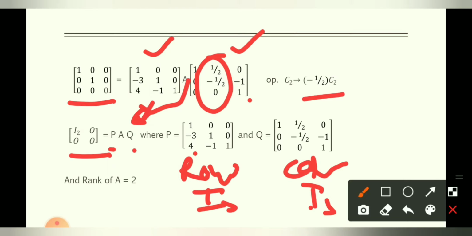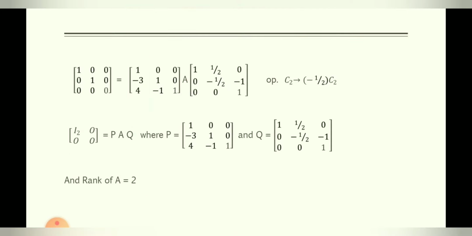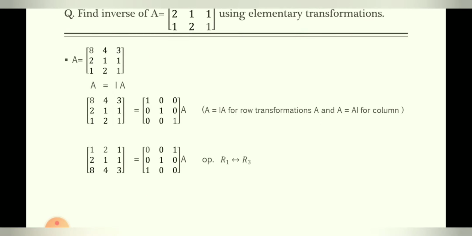So this is what we have to prove, PAQ in normal form, and the matrix A that has been changed into identity matrix of order 2, therefore rank of A is 2. The order of the identity matrix, which is in normal form of a matrix, is known as the rank of A. So this is rank finding using normal form.